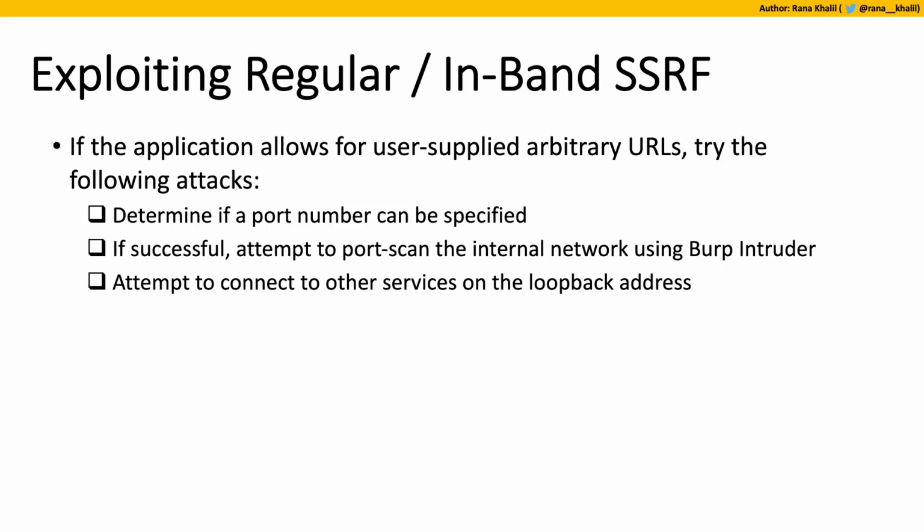Next, you could attempt to connect to other services on the loopback address, just like we did with the example, which is when we requested the application that is hosted on localhost, and that application happens to have an admin page, and so we requested the admin page and we were able to delete users. Now, this is in the best case scenario where there are no defense mechanisms put in place and you could request any arbitrary URL you want.